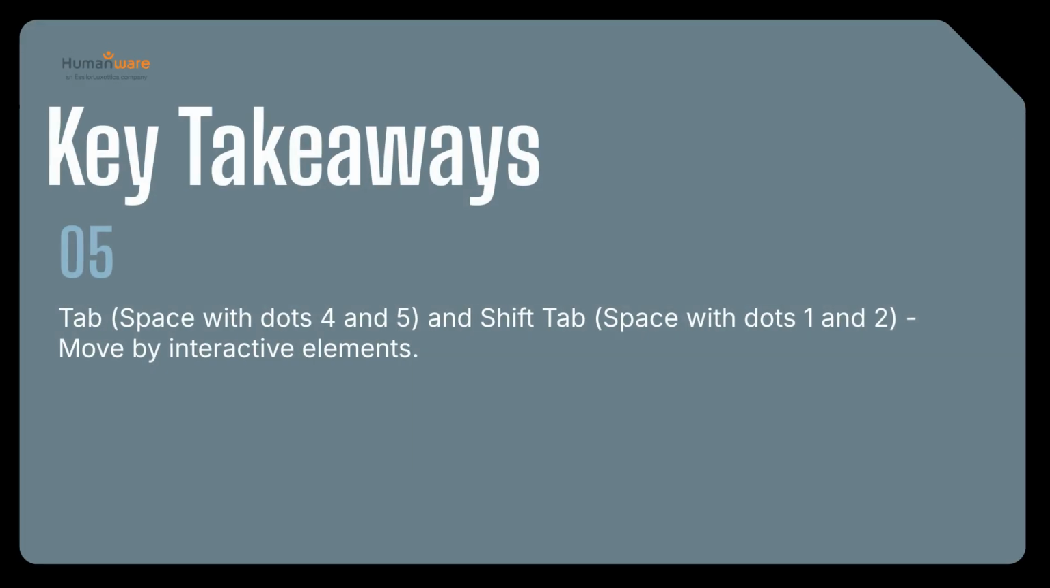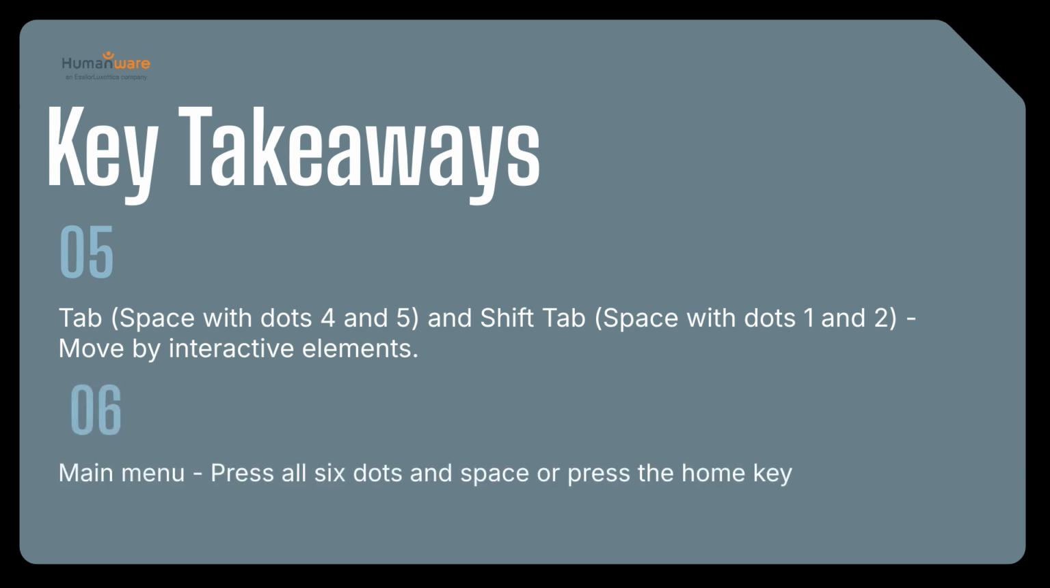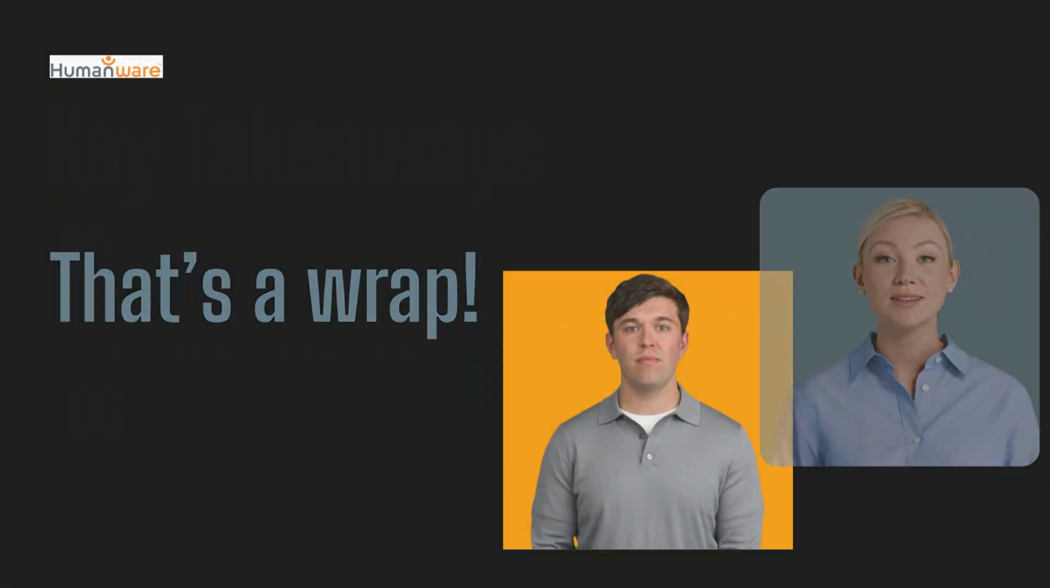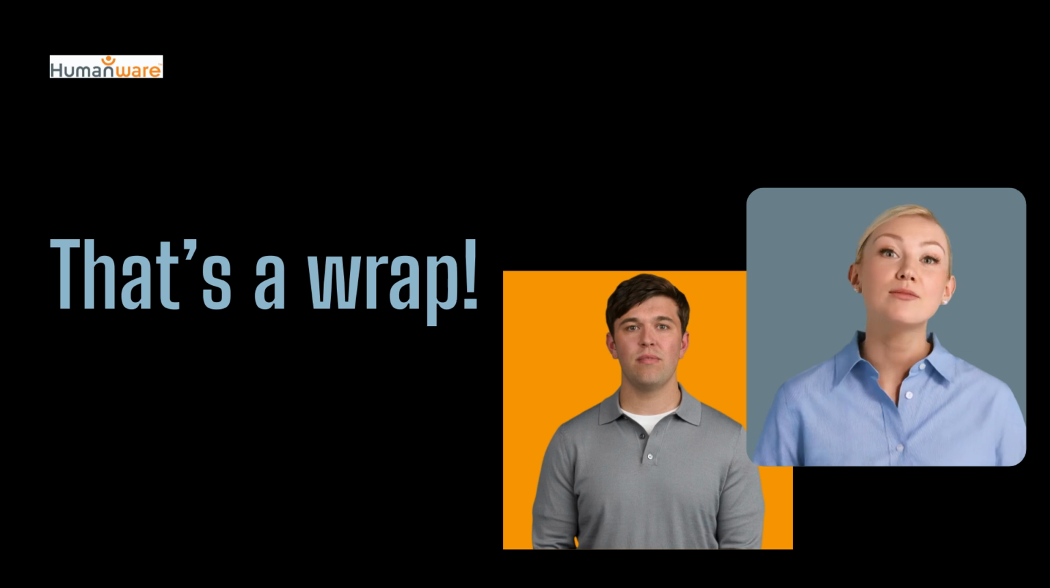5. Tab and Shift Tab. These are commonly used to move you by interactive elements. This can be achieved by pressing space with dots 4 and 5 to move forward and space with dots 1 and 2 to move back. 6. Lastly, returning to the main menu, a good starting point if you ever get lost. Pressing either all 6 dots with space or the round Home button at the front edge will return to the main menu. Get ready to dive in and uncover more using these exciting navigational methods.